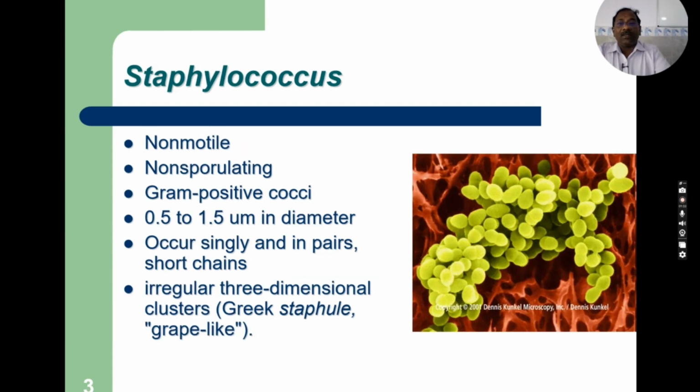They are non-motile, non-sporulating, gram-positive cocci, very small in diameter, either singly or in pairs or short chains. It looks like grapes. That is the reason, in the Greek word, staphylo means grape-like. They form irregular three-dimensional clusters. These are staphylococci.